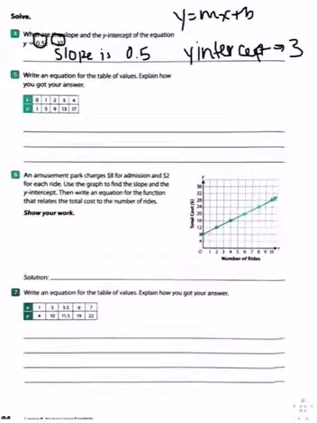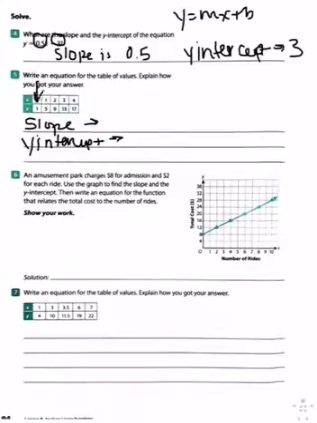Problem number 5. Write an equation for the table of values. Explain how you got your answer. So, we need to find the slope, and we need to find the y-intercept. So, the y-intercept is what we start at 0. So at 0, we're starting at 1.